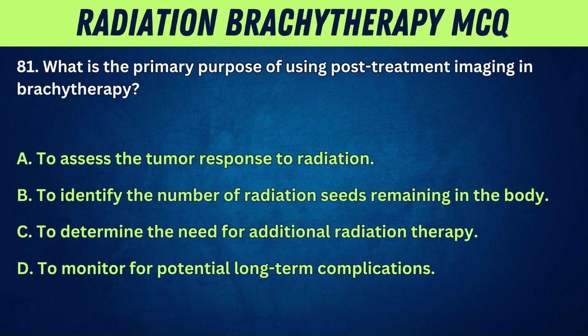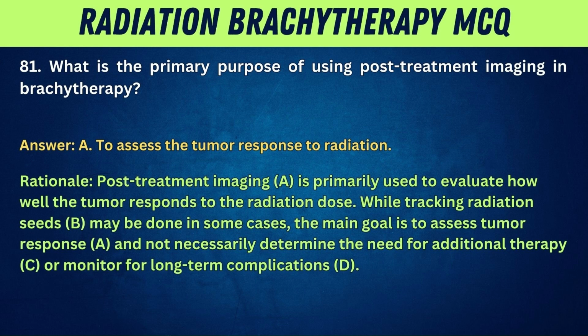81. What is the primary purpose of using post-treatment imaging in brachytherapy? A. To assess the tumor response to radiation. B. To identify the number of radiation seeds remaining in the body. C. To determine the need for additional radiation therapy. D. To monitor for potential long-term complications. Answer: A. To assess the tumor response to radiation.